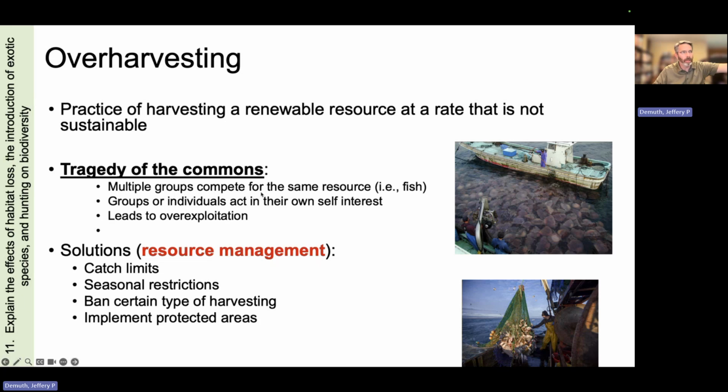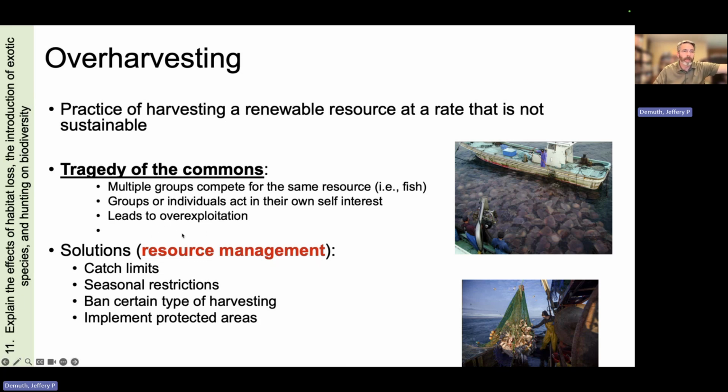So everybody is sort of acting in their own self-interest to get the most fish. And if there was only one person doing it, it probably wouldn't outpace the renewability of the resource. But because there are many people competing to do it better and better to get their own fish, it leads to that overexploitation. And so the solution is resource management.